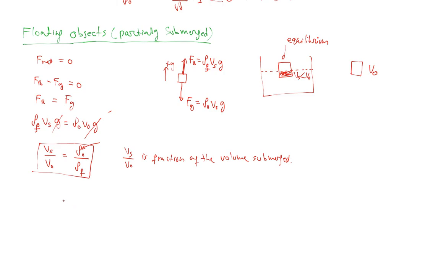And if you are asked to find the volume above the surface, let's call this V above, it is simply the total volume minus the volume submerged. Okay, so this is how you can find the volume above the surface.